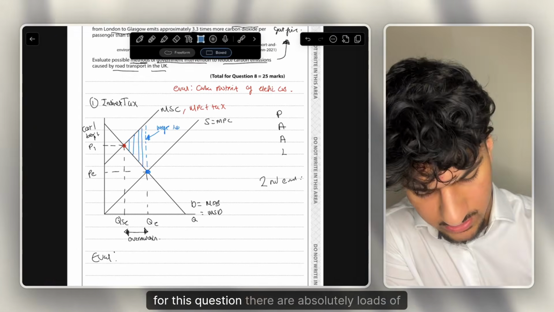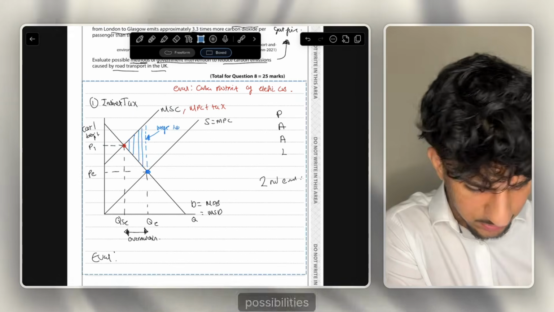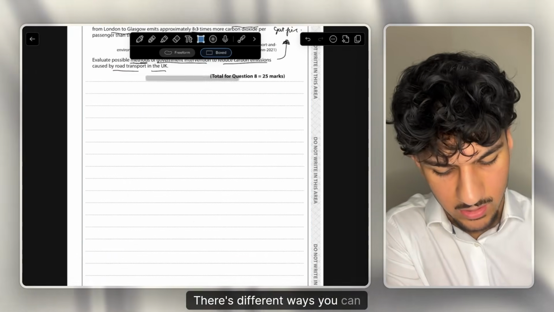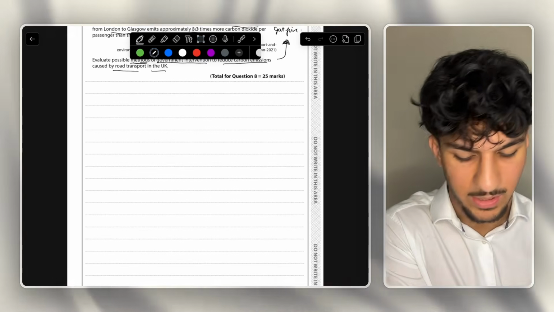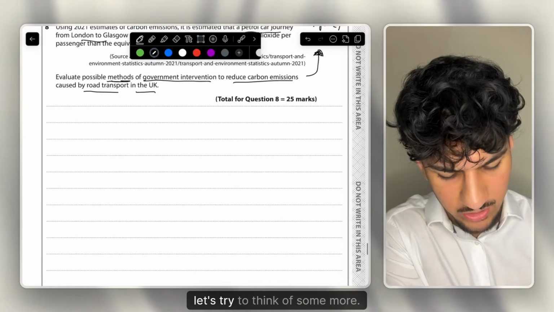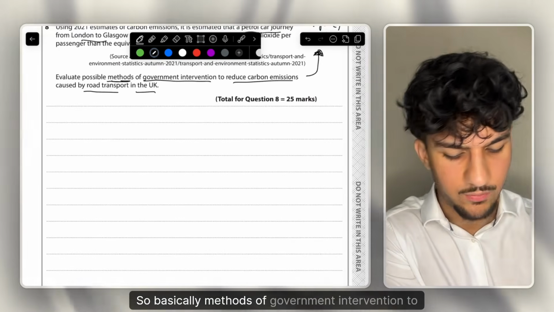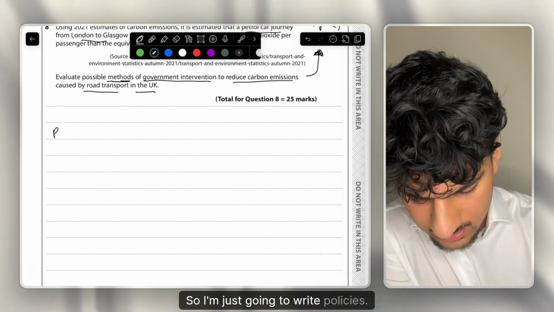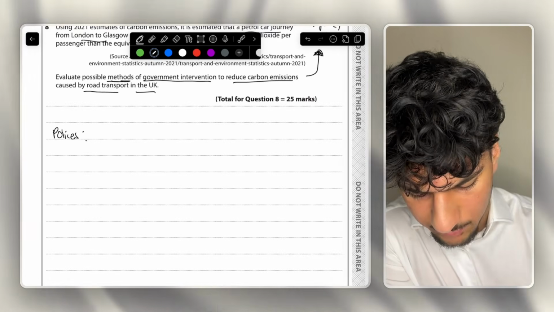But for this question, there are absolutely loads of possibilities and different ways you can answer the question. So let's try to think of some more. Basically, methods of government intervention to reduce carbon emissions. So other ones include, and I'm just going to write policies, subsidies.